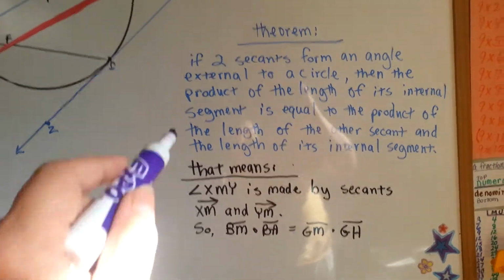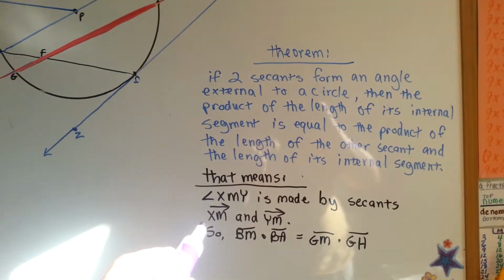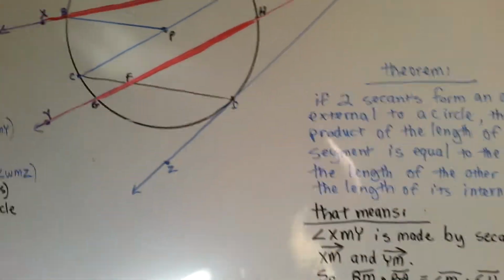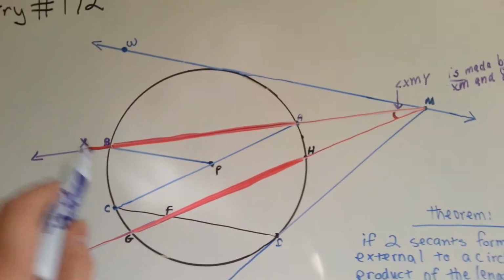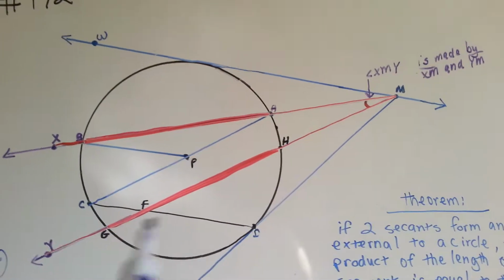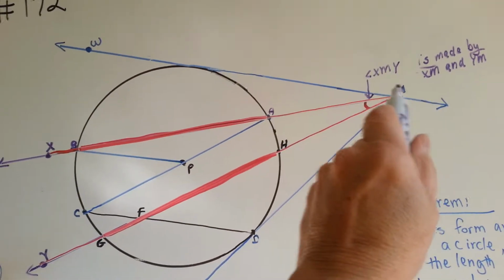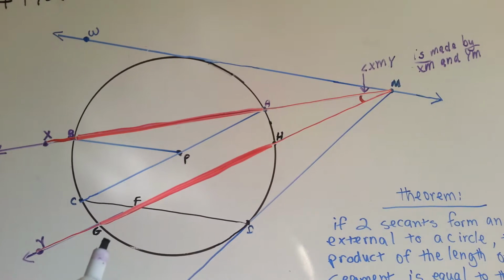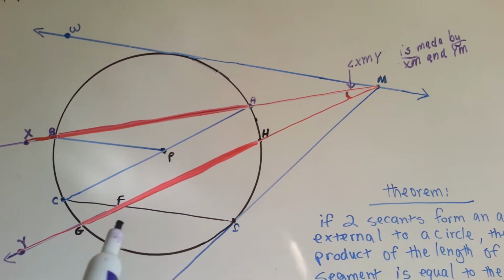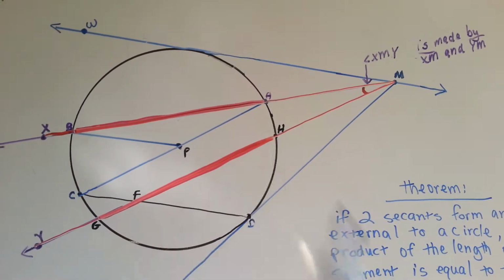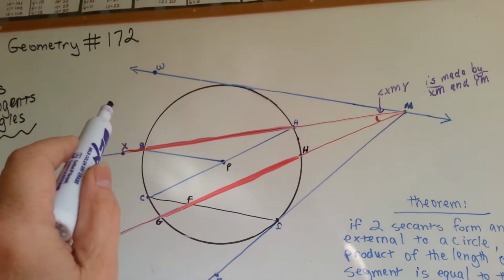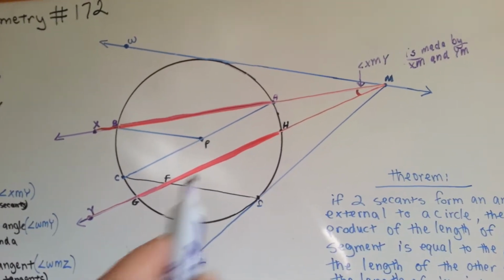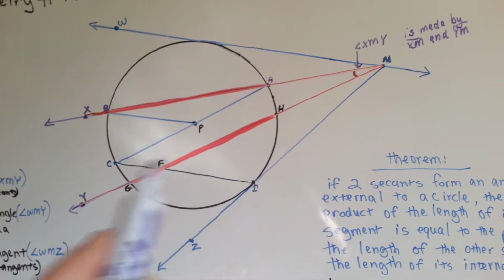It means that angle XMY, this external angle, is made by secants XM and YM, so that BM times BA is equal to GM times GH. Let's take a look at this. Do you see the B here and the M? So this long red line, BM, multiplied by this chord right here, BA, is equal to this long red line, GM, multiplied by this chord GH. So if you multiply BM times BA, it'll equal GM times GH. You can even see they're pretty much equal, right?